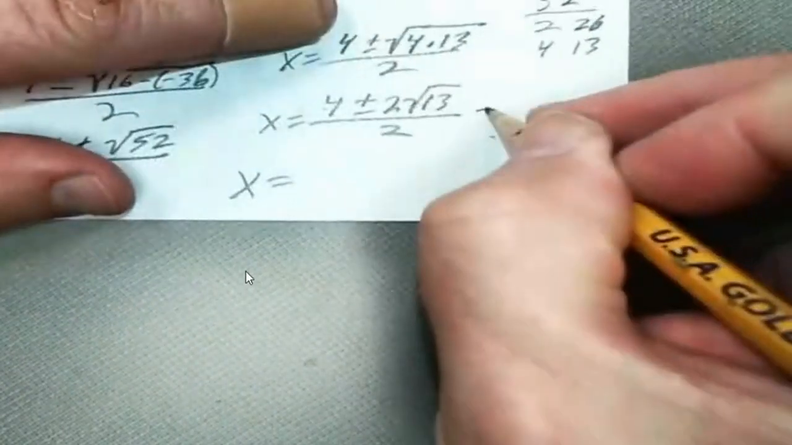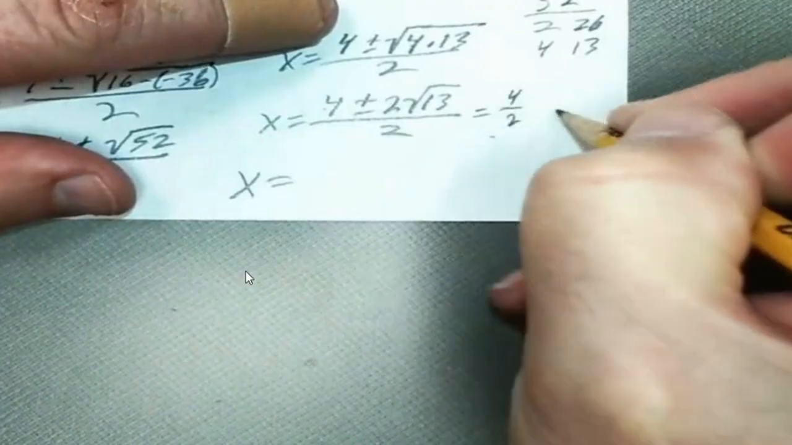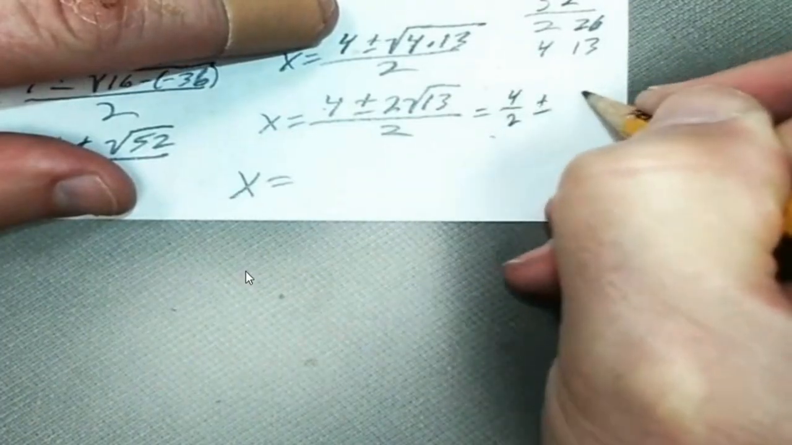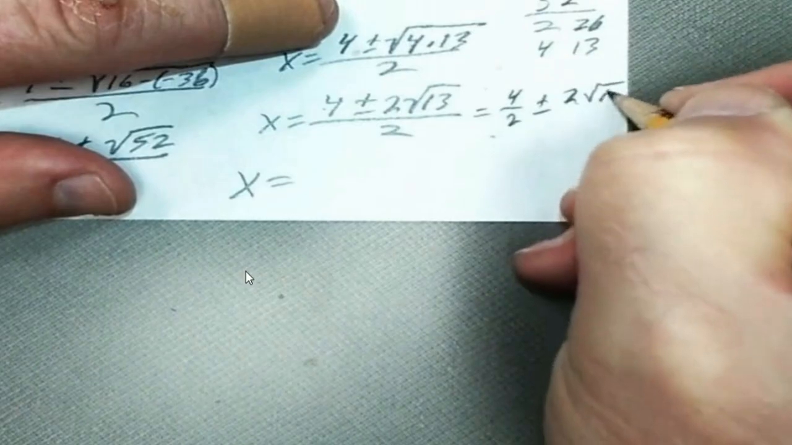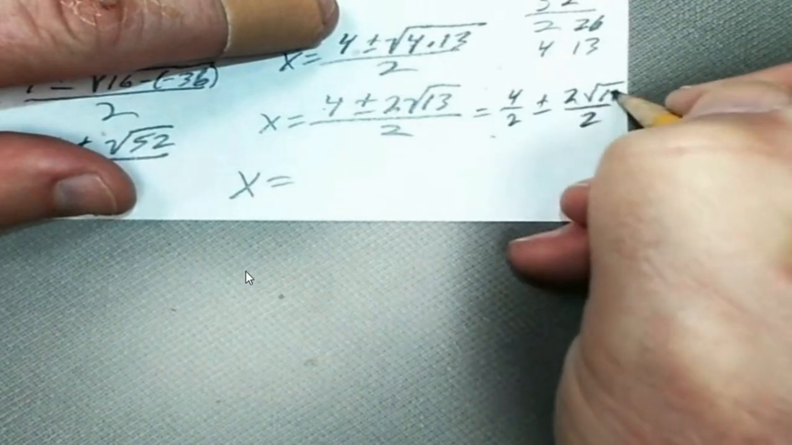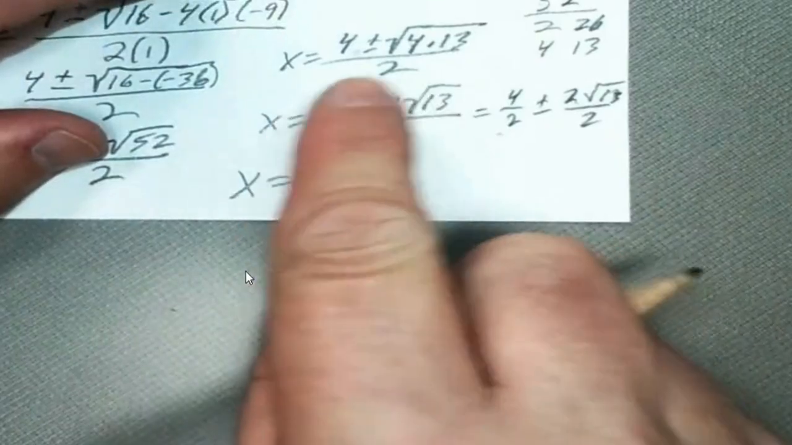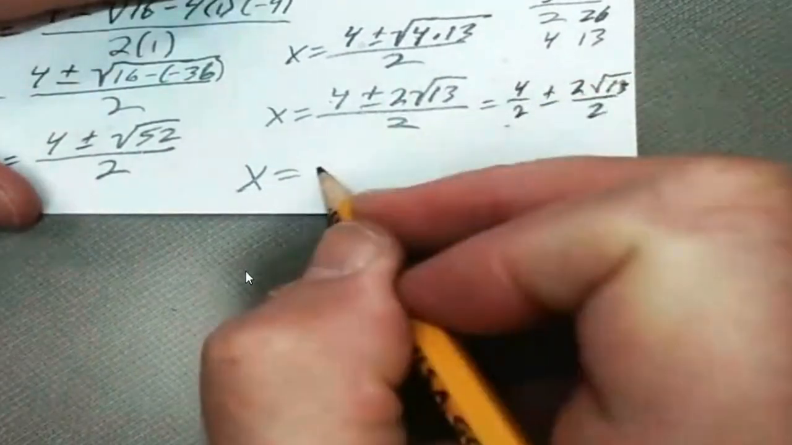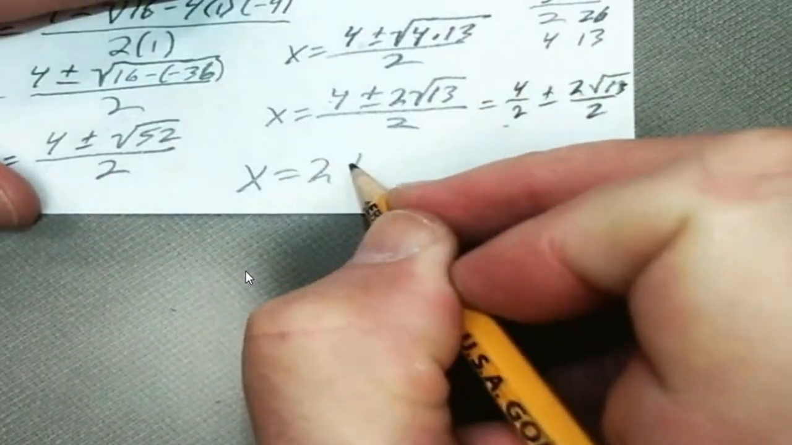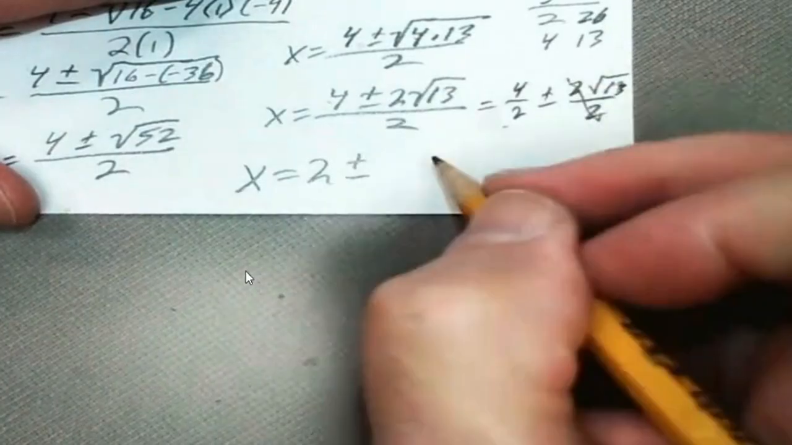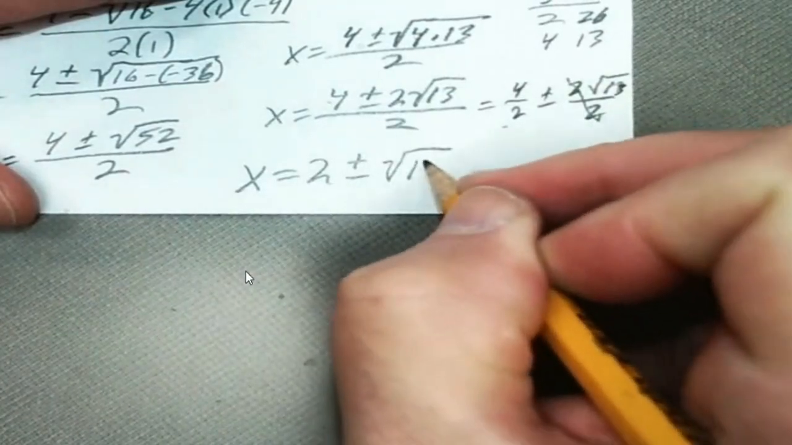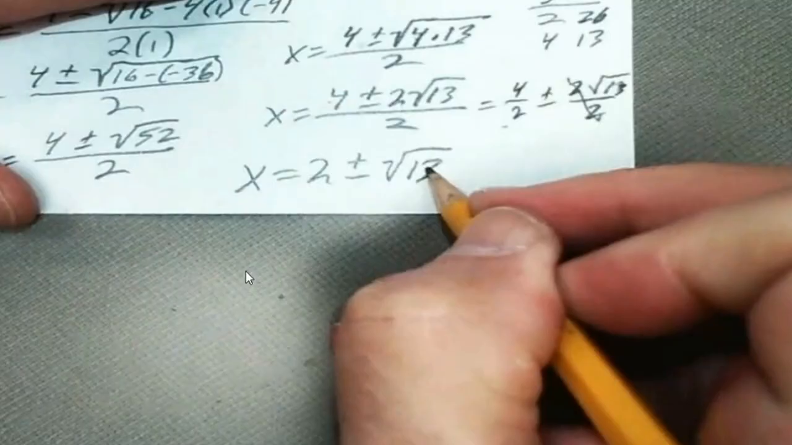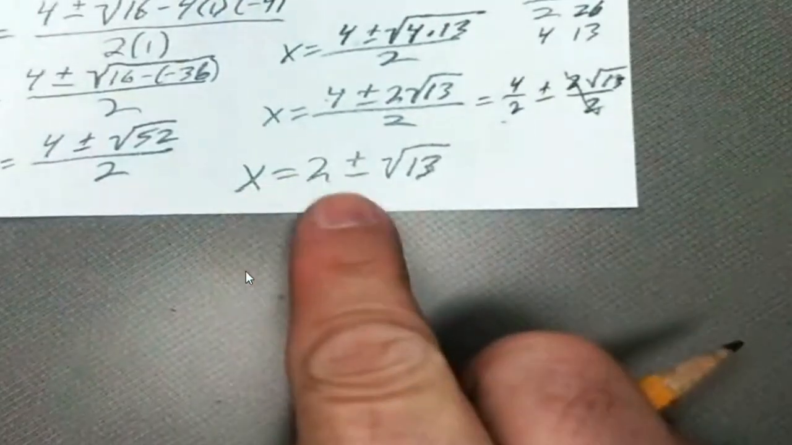If you need to, you can separate that: 4 over 2 plus or minus 2 square roots of 13 over 2. When you have something like this where you have 2 terms on top and 1 on bottom, you can write them as 2 separate terms. But 4 over 2 is just 2, plus or minus 2 over 2 cancels out. So the final answer is 2 plus or minus the square root of 13.